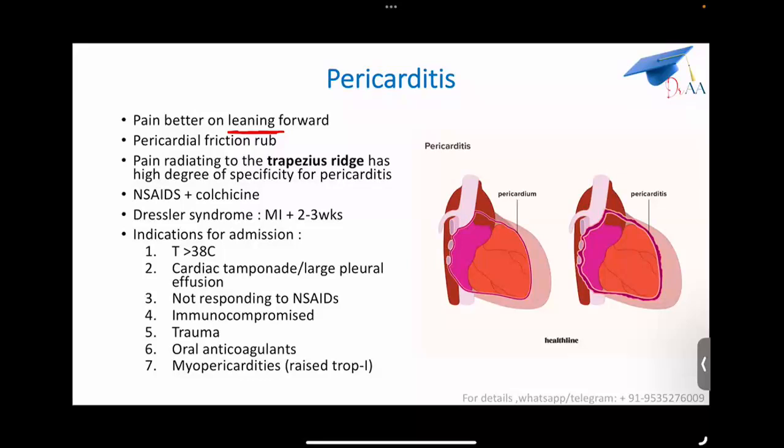The main reason is that when they're leaning forward, the heart remains in the same position, but the gap between the heart and the chest wall is more, and there is no friction there. That's the reason the patient feels better. When lying flat, the heart comes closer to the chest wall and the pain becomes worse. That's the reason the patient will keep telling that he can't lie flat, and he'll be leaning forward on presentation. I told exactly the opposite when I was talking about pericarditis. So just remember that it's leaning forward. One of you corrected me, thanks for that. I was wrong in the initial explanation. This is the correct explanation that I'm giving now.